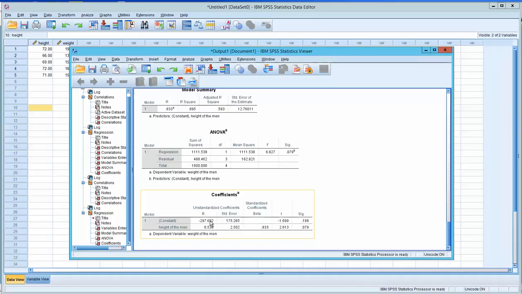I know y is going to be negative 297.692 plus b, which is 6.538, times x, and x has already been given to us in the question as 82 inches. So with those variables plugged into the equation, I should be able to make a prediction about the weight of Peter Smith, given the height that we were given in the problem.